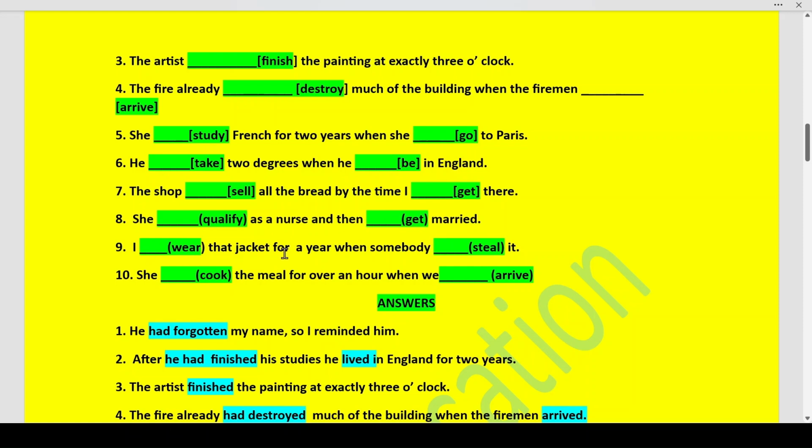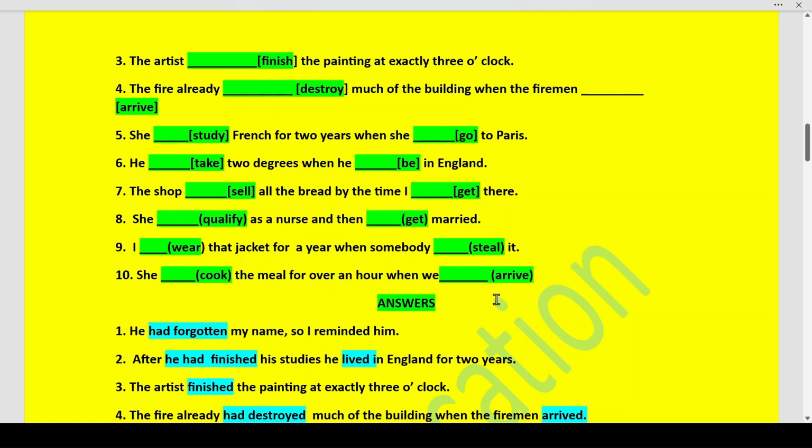I wear that jacket for a year when somebody steal it. I had been wearing that jacket for a year when somebody stole it. She cooked the meal for over an hour when we arrived. She had been cooking the meal for over an hour when we arrived.